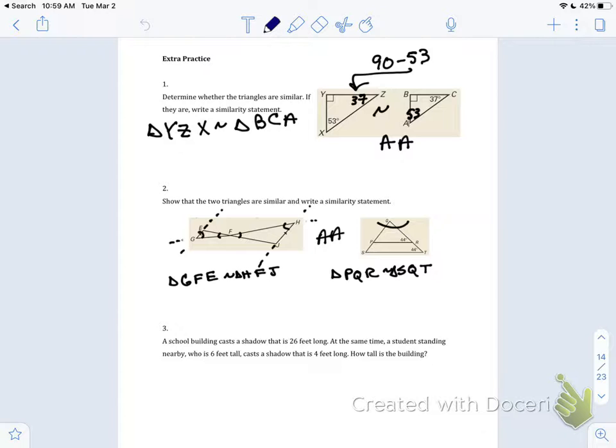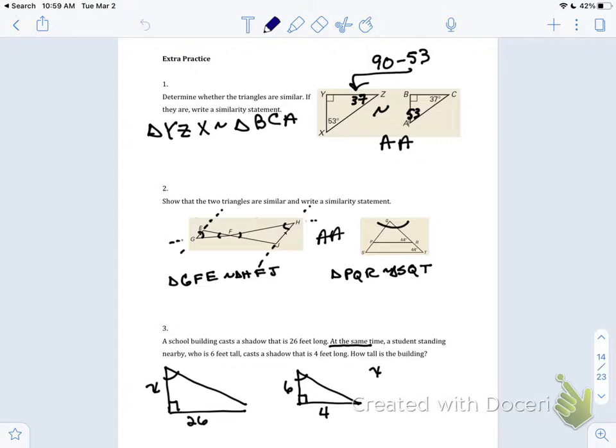A school building casts a shadow. So here's a school building, and it casts a shadow that's 26 feet long. At the same time, a student standing nearby who is 6 feet tall casts a shadow that's 4 feet long. How tall is the building? Okay, so since they're saying at the same time, I know the angle of the sun, which is making the shadow, they're both equal. And I'm assuming everything's standing up straight, so you have right angles.